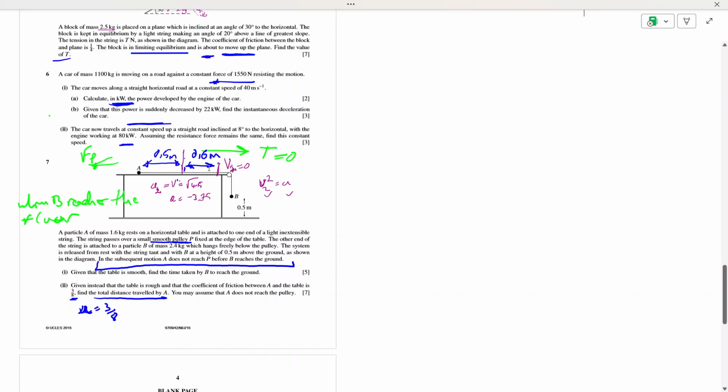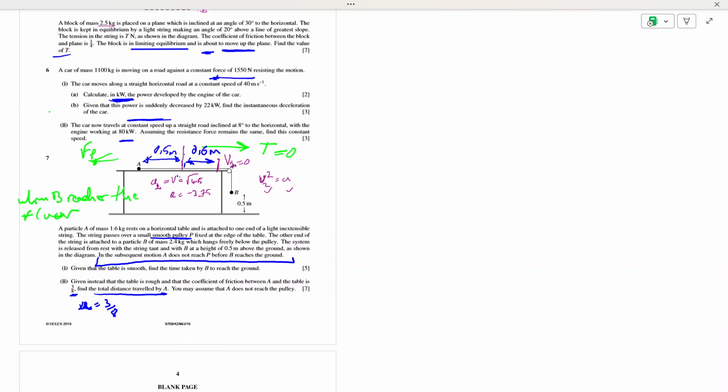So the second method is to use an energy method. You know that energy is conserved in the system. Energy in is equal to energy out. The energy in is coming from the change in gravitational potential energy. That is what is supplying the energy. Since there's no push, the system is just released, so the GPE turns into the total kinetic energy for both A and B.